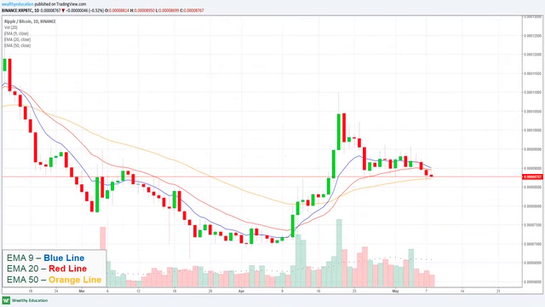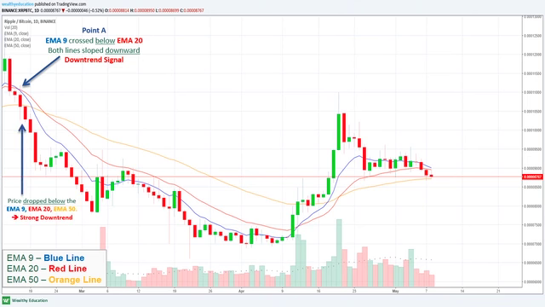Okay, another example. Now we have the EMA 9 crossing below the EMA 20 at point A. The orange line was above the red and blue lines, and the price fell below all of these moving averages. So we could predict that this was a strong downtrend. The price dropped by over 35% from 11,000 Satoshi to about 7,000 Satoshi.